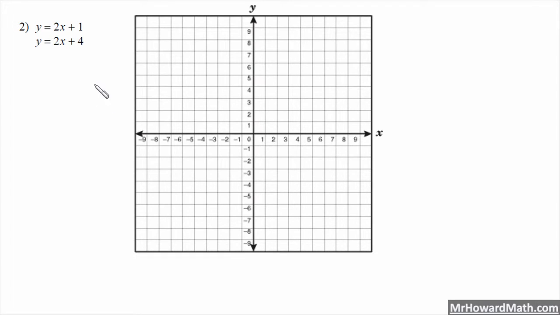Alright, now this next example. We're still solving by graphing. We'll do this one in red. Its y-intercept is +1. Its slope is +2, so that means up 2, over 1, and I repeat that for each point. And then we'll graph the second line, y equals 2x plus 4, in green.